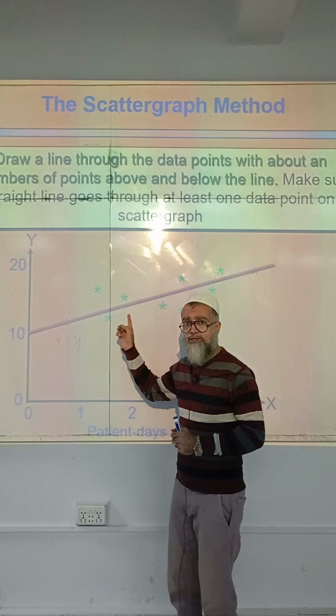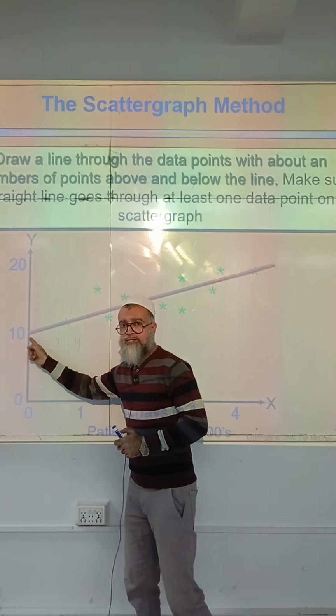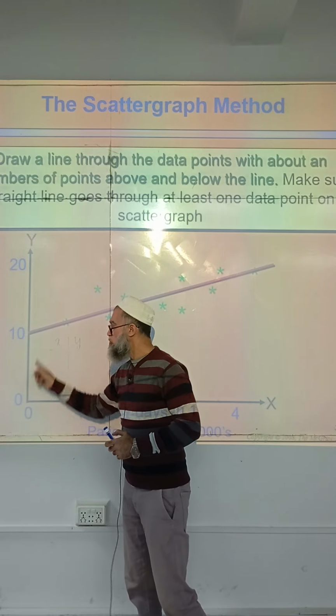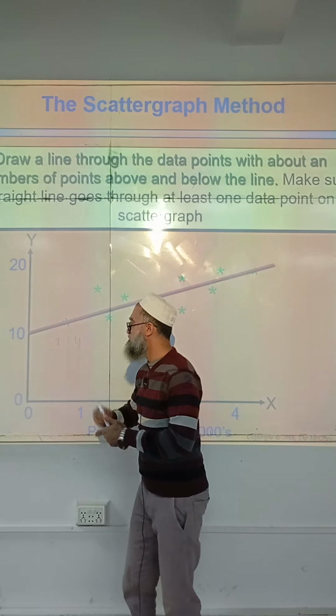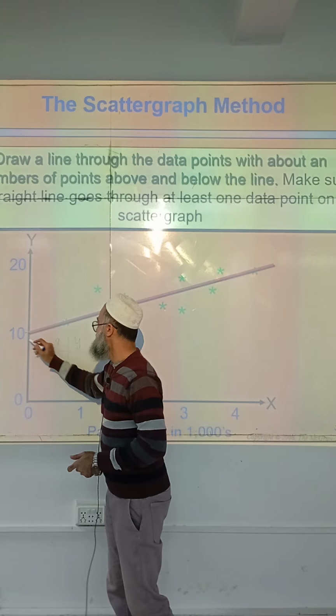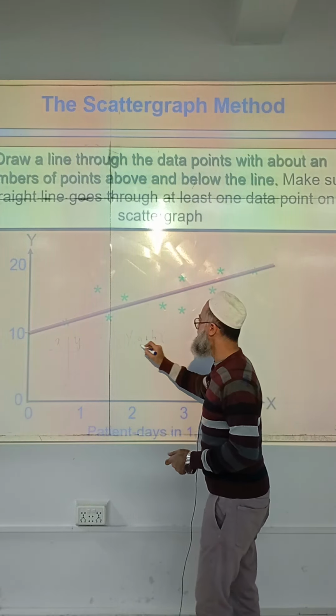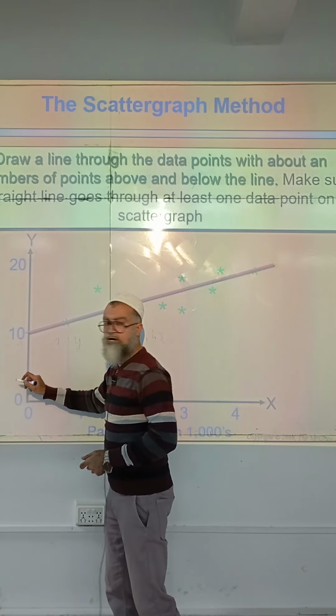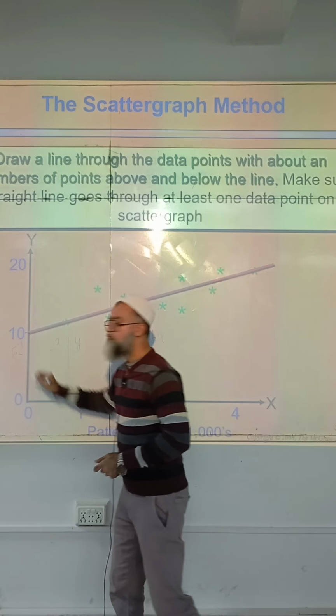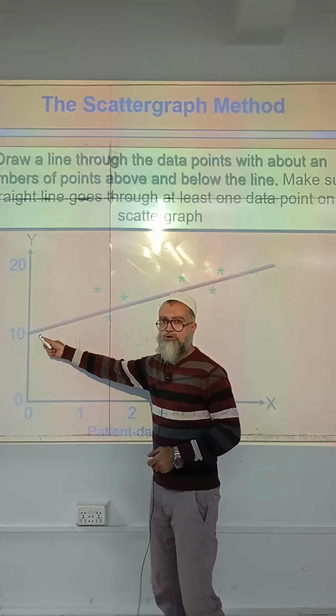Once you've drawn the line, you need to extend it to the y-axis so that it touches the y-axis. This is the point where, from your equation y equals a plus bx, you will get a, or in other words, you will get your fixed cost. So this is the point of your fixed cost.